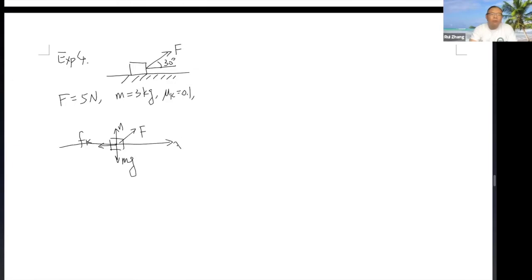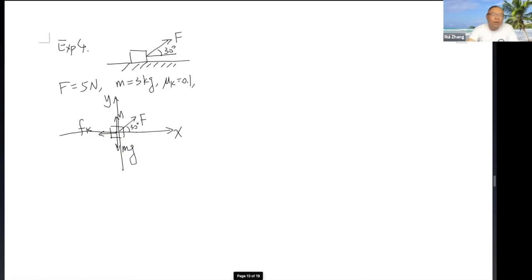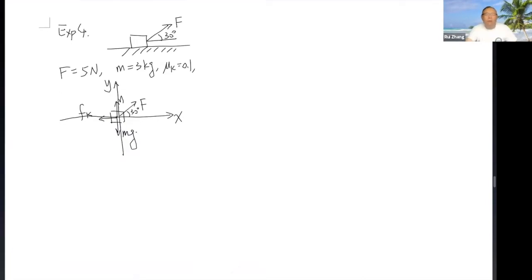If you put them in the coordinate system, it looks like this. So the angle here is 30 degrees. Now here we have a new problem. It's a little different than before because now we have a force that's not on either the x direction or y direction. As we know, if we want to apply Newton's law, we only apply it to each direction or each component. So for that purpose, we have to first find the components of this F here. Otherwise, we won't be able to proceed.